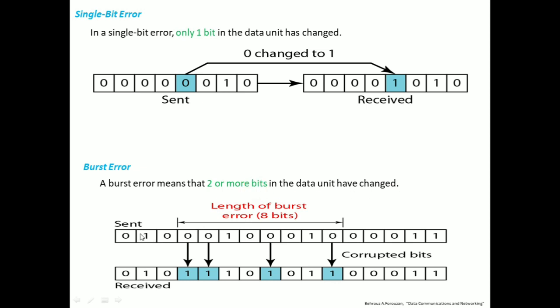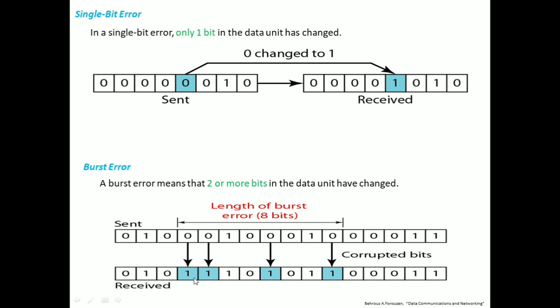If you see here, the sender is sending this information. Let us take a length of 8 bits, that is 0 0 1 0 0 0 1 0. In this particular data unit, what happened? This 0 is converted to 1, this 0 is converted to 1, this 0 is converted to 1, and this 0 is converted to 1.